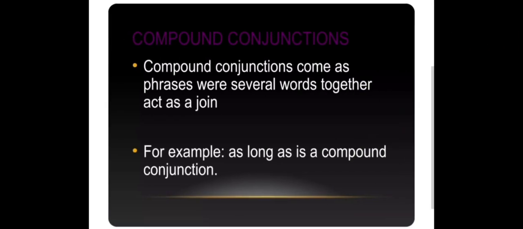Okay, next we have compound conjunctions. Compound conjunctions come as phrases where several words together act as a conjunction. Just like we have compound nouns, these are simple conjunctions which are used in a compound structure. For example, as long as is a compound conjunction, even though. These are examples of compound conjunctions.